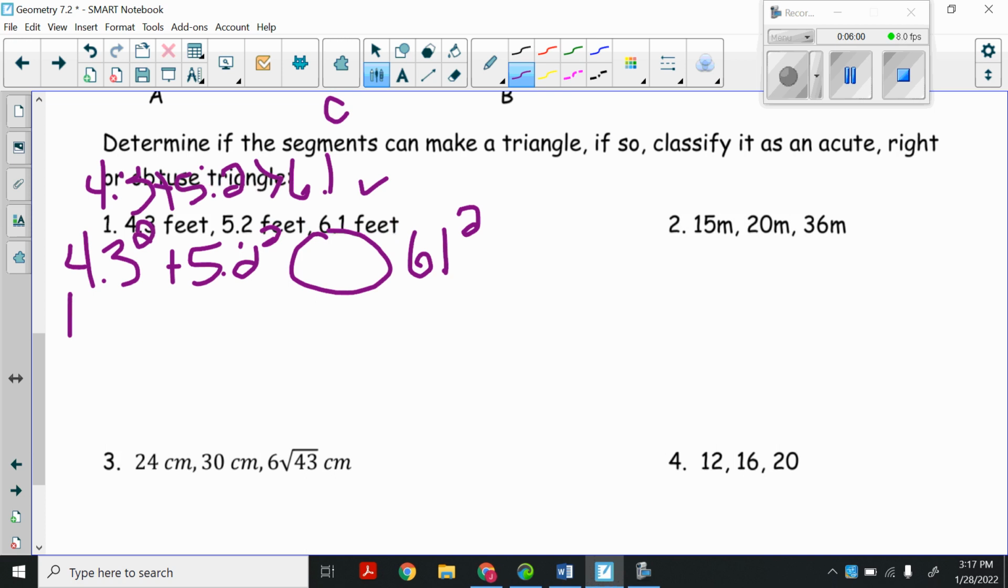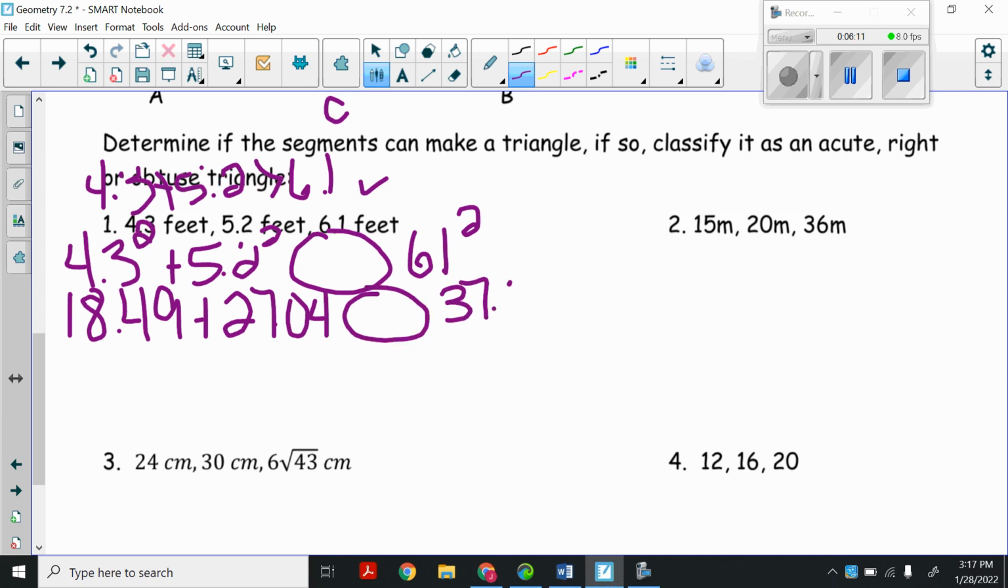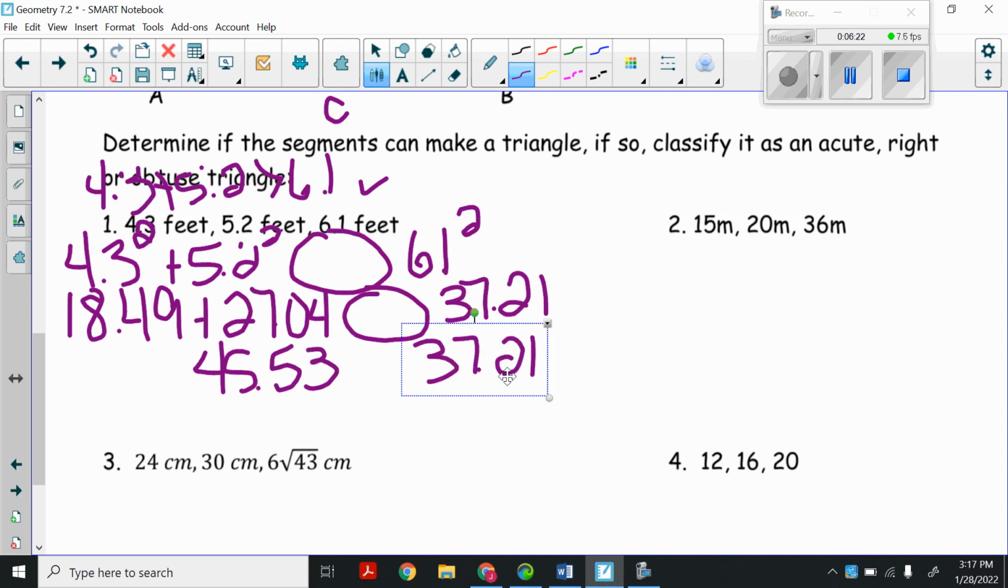4.3 squared is 18.49. 5.2 squared is 27.04. We'll leave this as a circle. 6.1 squared is 37.21. So add 18.49 and 27.04 together, and I get 45.53. On this side, I have 37.21. The 45.53 is greater. Remember, this was my c squared. So c squared is smaller, therefore this is an acute triangle.